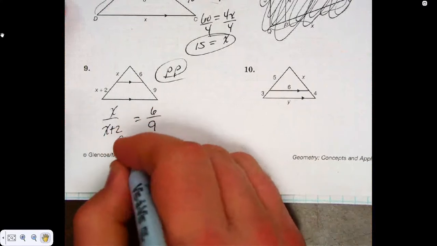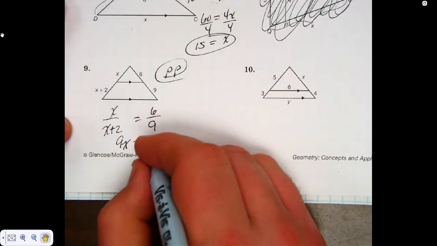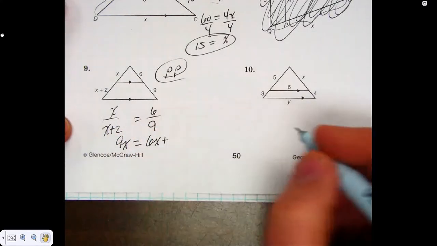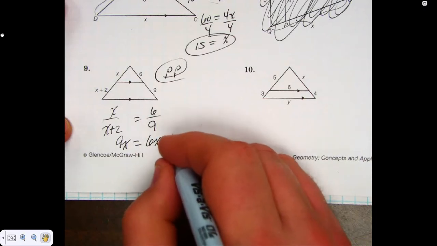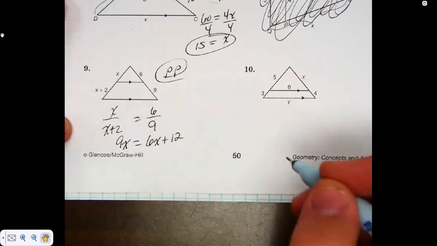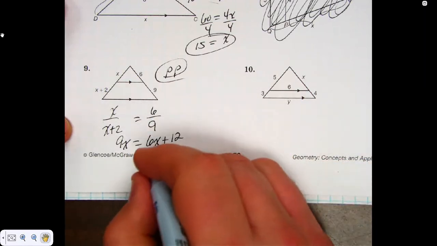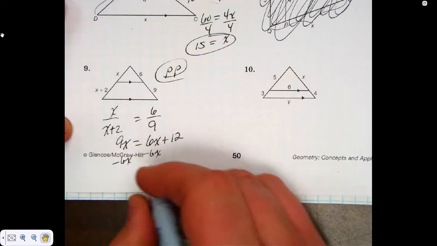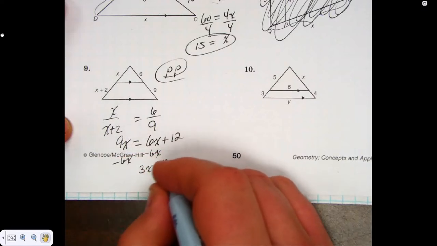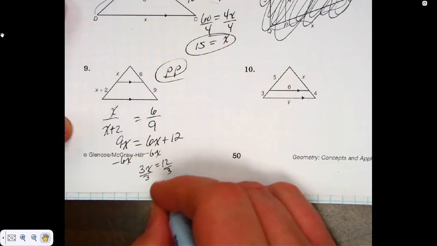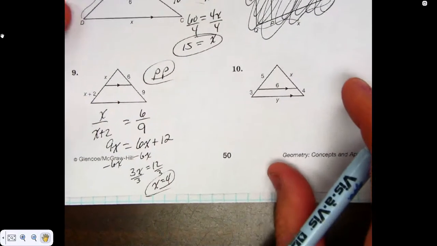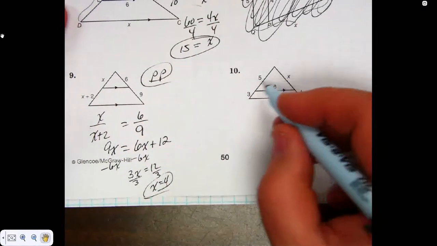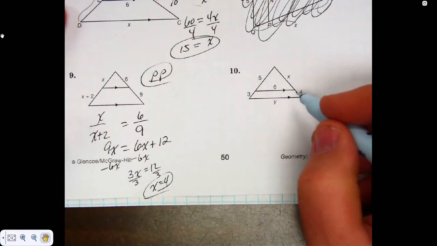Now, when we cross multiply, what do you get? 9x is equal to, what would I get over here? 6 times x plus 2. Nope. 6x plus 12. I multiply everything up here times everything down here. Subtract 6x from both sides. Now we get 3x is equal to 12. Divide both sides by 3, and x is equal to what? Everybody okay there? Yep.